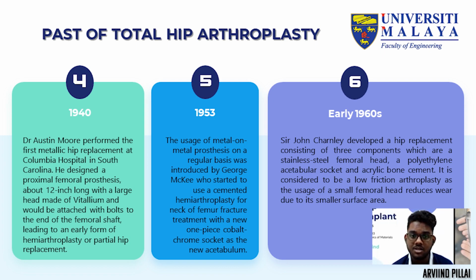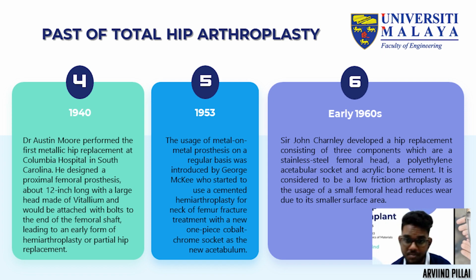This design consisted of a proximal femoral prosthesis, about 12 inches long, with a large head made out of metal and attached with bolts at the end of the femoral shaft, leading to an early form of hemi-arthroplasty, or partial hip replacement. This design gained popularity and eventually developed into an improved version, which is still in use currently, inserted within the medullary canal of the femur, where bone growth results in its more permanent attachment.